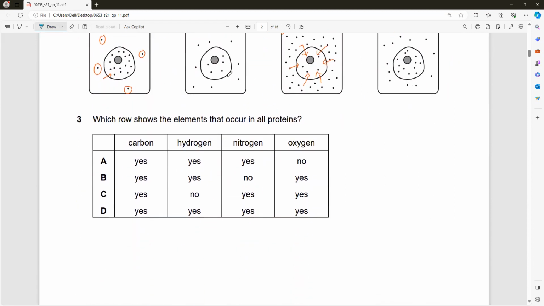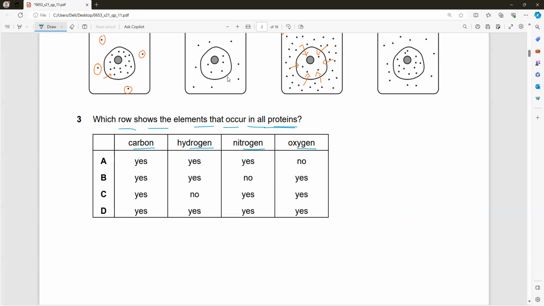So next, which row shows the elements that occur in all the proteins they are saying? Which row shows the elements that occur in all the proteins? Carbon, hydrogen, nitrogen, and oxygen. Which row represents proteins? Proteins are made up of amino acids. Am I right, everybody?